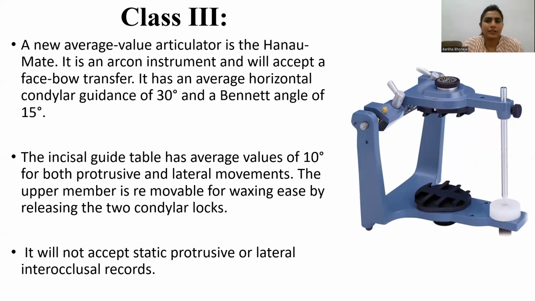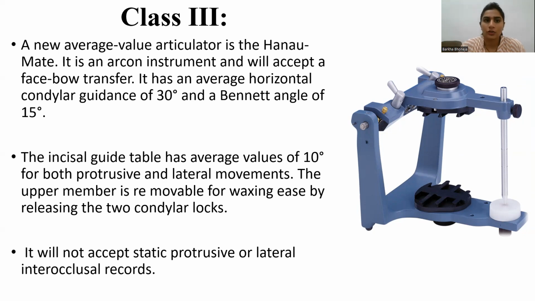Class 3 type of articulators. These are articulators which will accept your vertical records, your horizontal records, as well as your facebow records. Intercondylar distance cannot be adjusted in these. A new average value articulator is the Hanau Mate. There's a class of Hanau articulators, and one of them is the Hanau Mate. You do not need to go into that detail. It is an Arcon instrument.